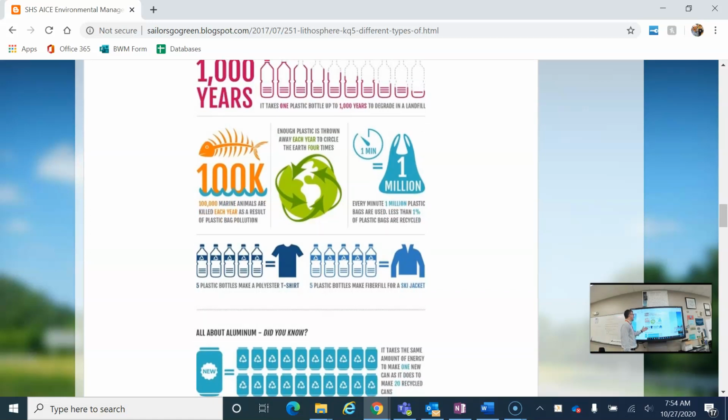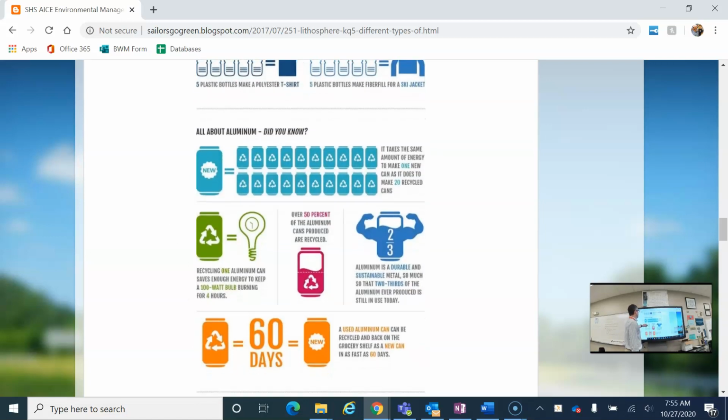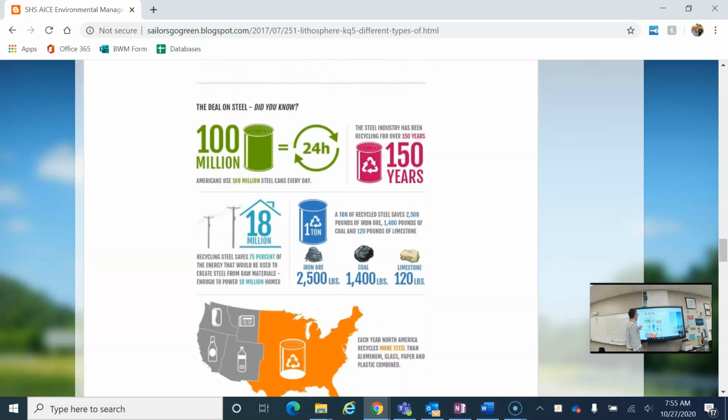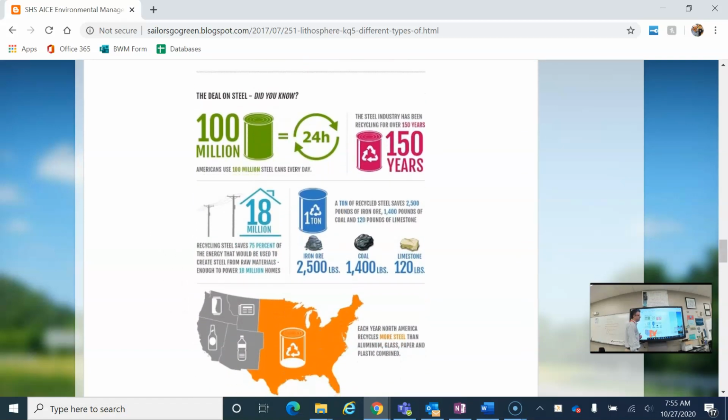5 plastic bottles can make a polyester t-shirt. 5 plastic bottles make a fiber fill for a ski jacket. All right? And we can see some stuff about aluminum. It takes about the same amount of energy to make 1 new can as it does to make 20 recycled cans. That's a huge jump. And you can see the different things on here. So there's a lot of great recycling tips on here and why we should recycle.